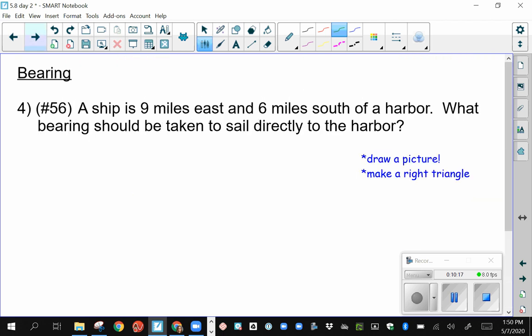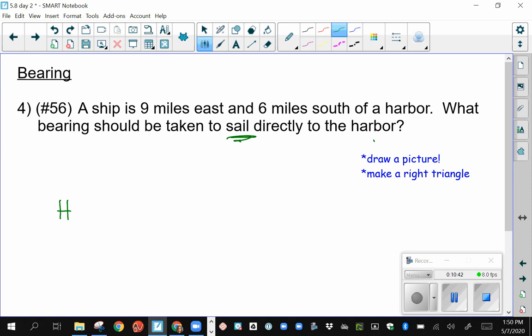Okay, I've got one more problem, and this involves our bearings. This can be challenging. You've got to draw a proper picture here and make sure you're getting the bearing from the right object. So it says a ship is 9 miles east and 6 miles south of a harbor. What bearing should be taken to sail, so this is the ship going back to the harbor. So let's get ourselves a picture.